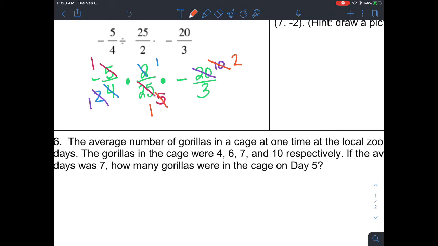So I have a -1 times 1 times -2. That leaves me with a +2 in the top. Since I already used the negatives in the top, I'm not worried about them in the bottom. So 1 times 1 times 3 is 3. So it looks like my answer is 2/3.